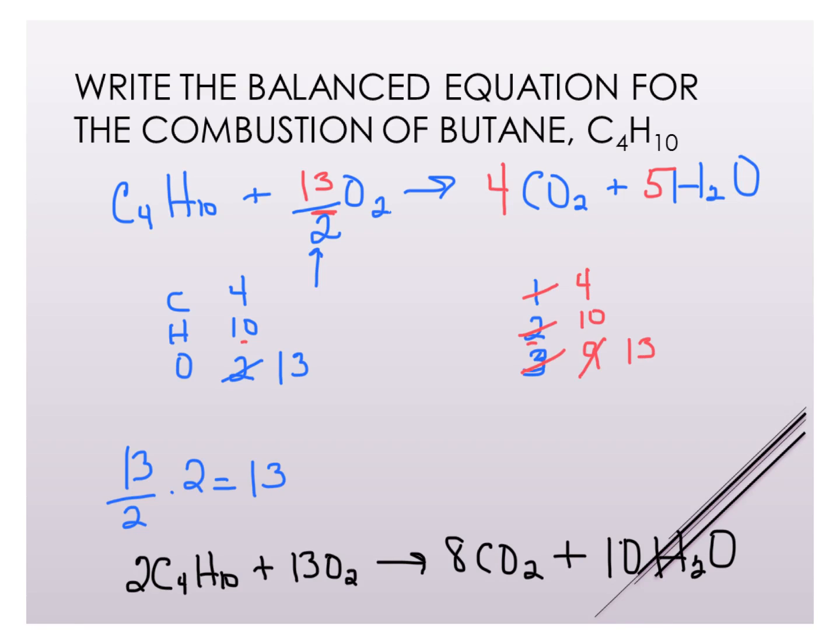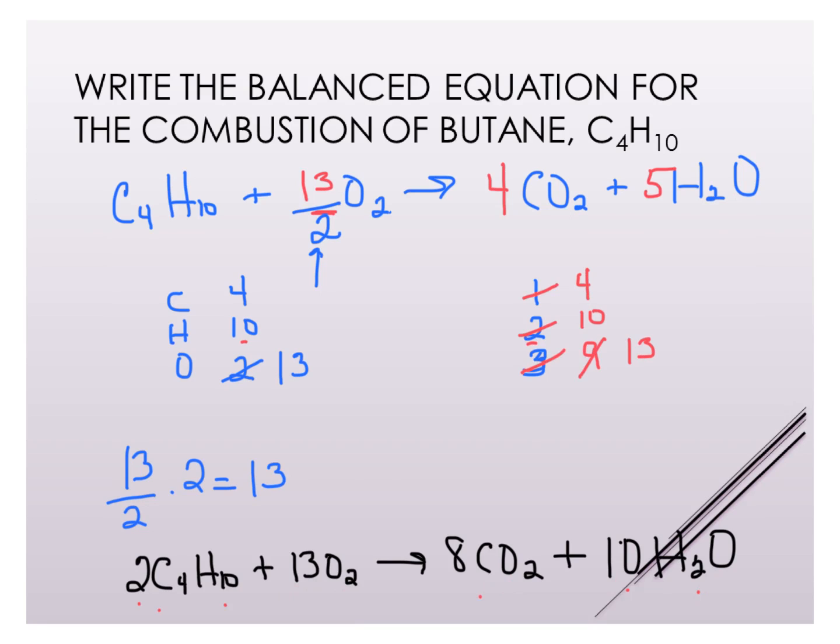10H2O. Now I can go back and check my counting to make sure I still have a balanced equation. I have 8 carbons on the left, I have 8 carbons on the right. I have 20 hydrogens on the left, I have 20 hydrogens on the right. I have 26 oxygens on the left, and on the right I have 8 times 2, that's 16, plus 10, which gives me 26 oxygens. So I have a balanced chemical equation.